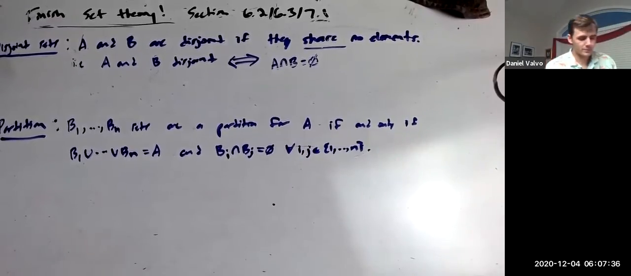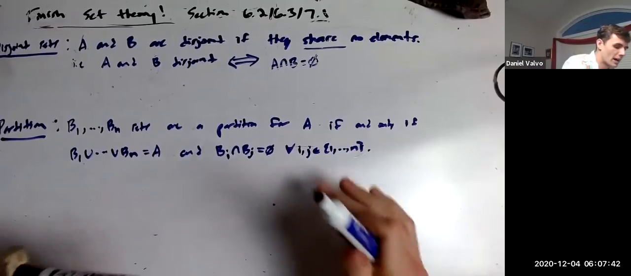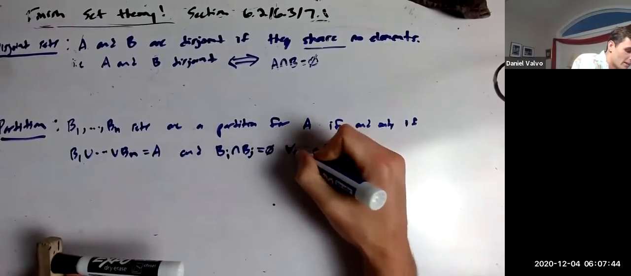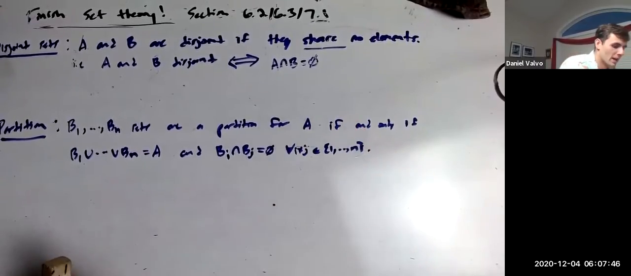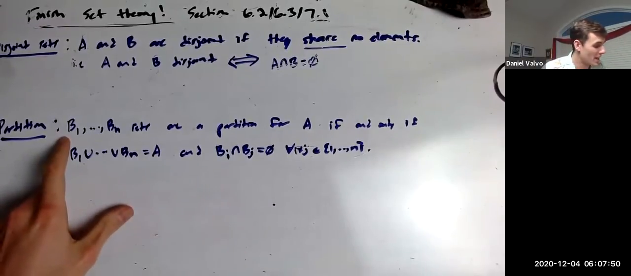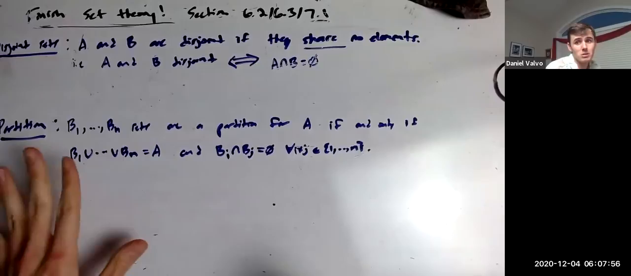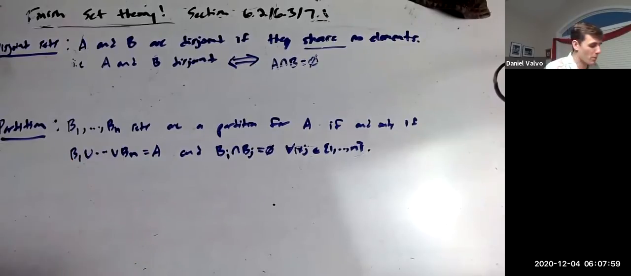in 1 to n. So all I'm saying here is that all of these sets are disjoint, or for all i not equal to j in 1 to n. Because obviously, B1 and B1 aren't disjoint in the same set. I'm saying B1 and B2 are disjoint, B1 and B3 are disjoint, B2 and B3 are disjoint, and they're disjoint pairwise. Pairing two together, they're disjoint. That's what a partition is.